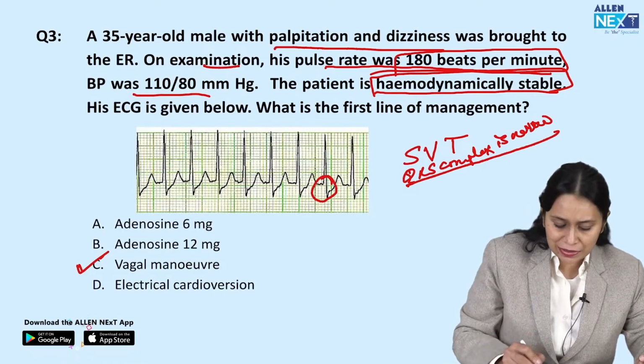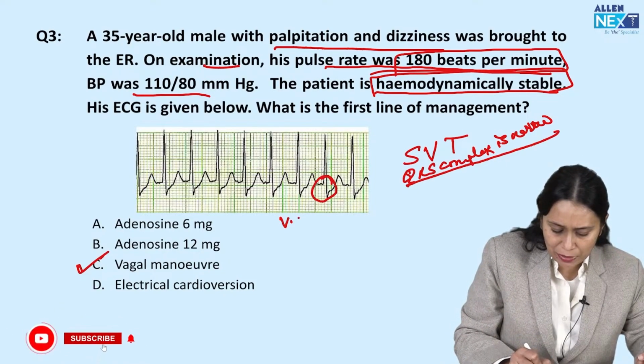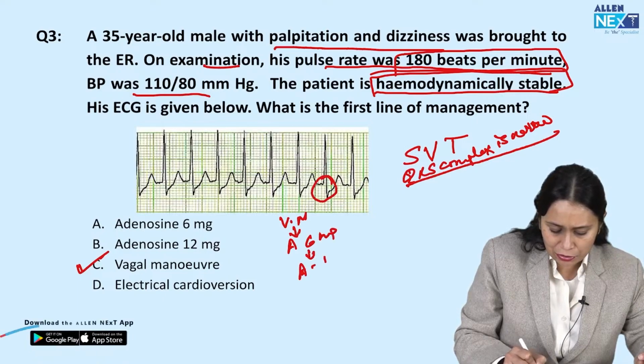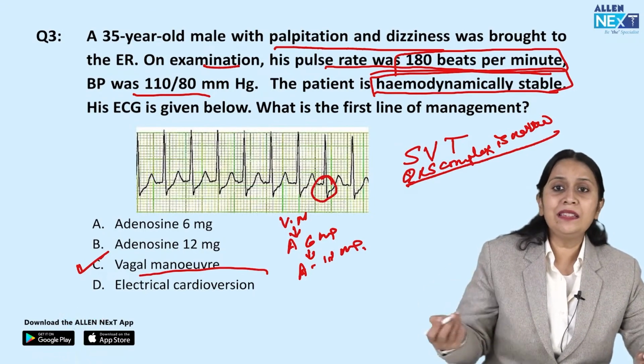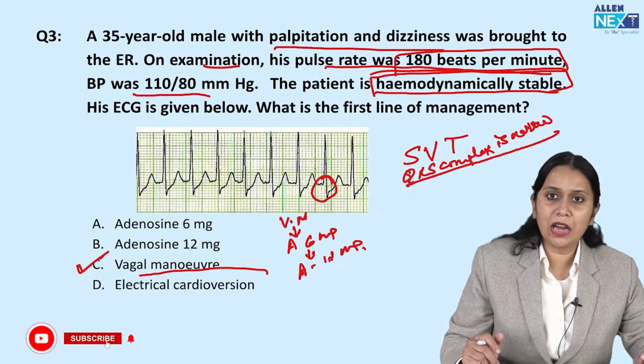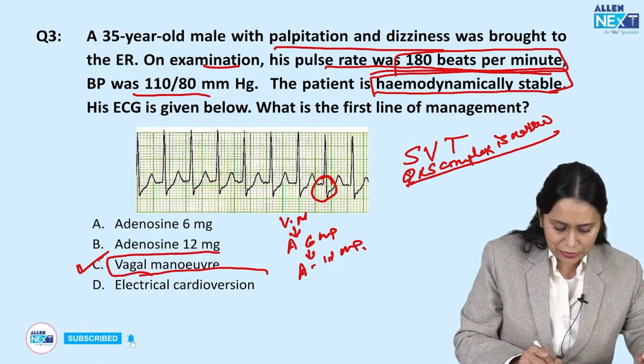So this is done in a sequence. In supraventricular tachyarrhythmia, vagal maneuver followed by adenosine 6 milligram followed by adenosine 12 milligram. Got it? And if the patient would have been unstable, then we could have gone for electric cardioversion. Got my point? So answer is vagal maneuver.